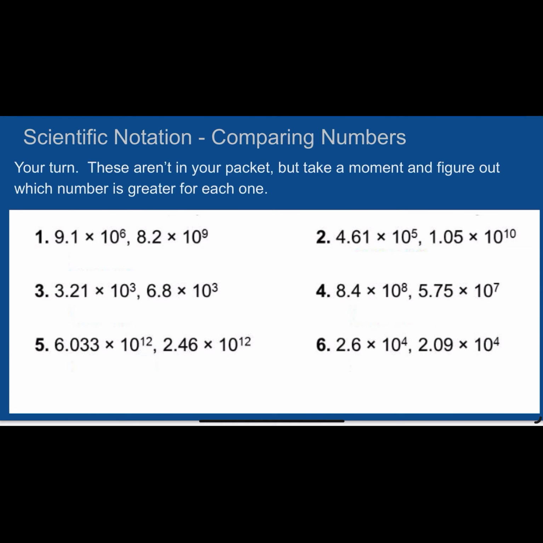Go ahead and try some on your own. Press pause on the video, and even though you don't have these in your packet, you can just look in your head and write down on a piece of paper which one you feel like is the larger in each one of the pairs. And after you've worked on it for a little bit, press play on the video again, and we'll go over it together.